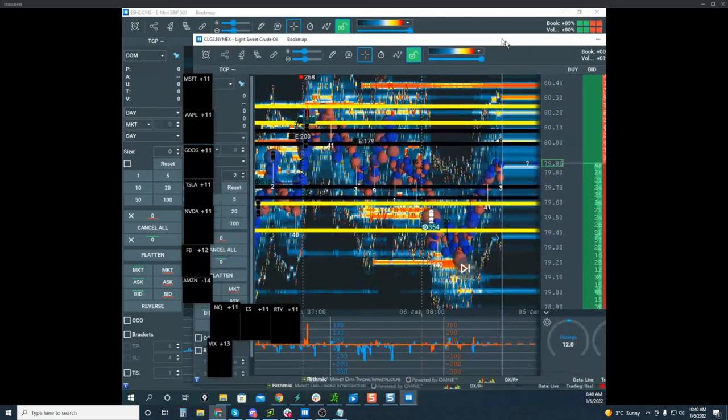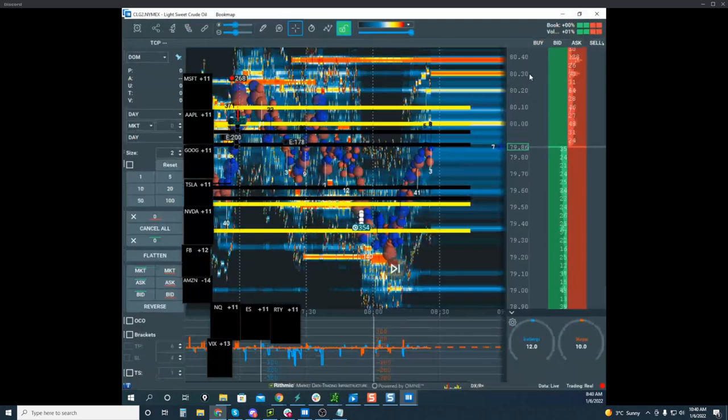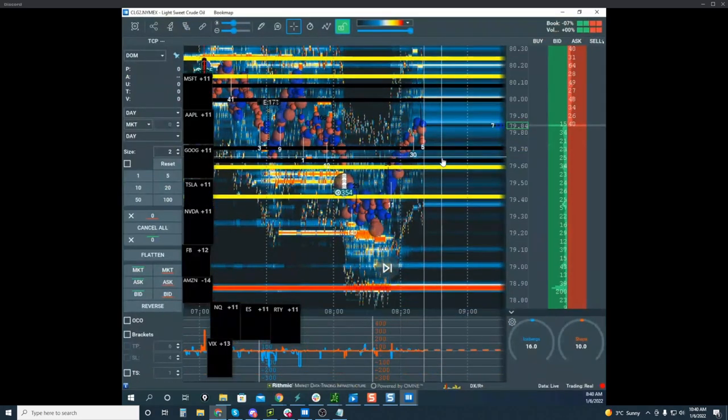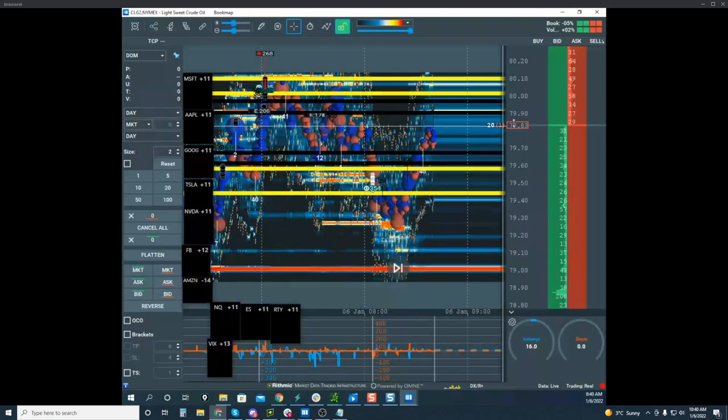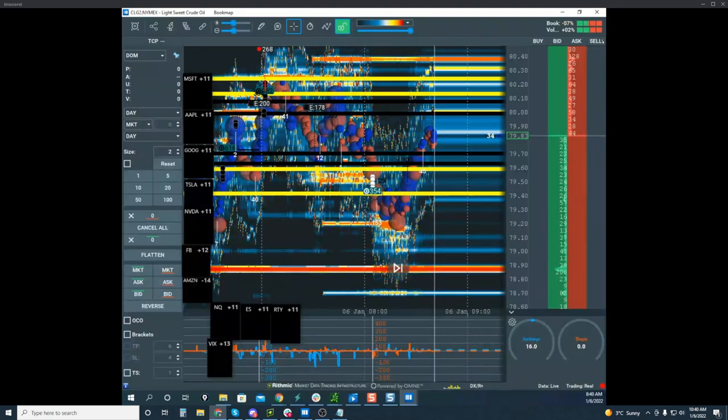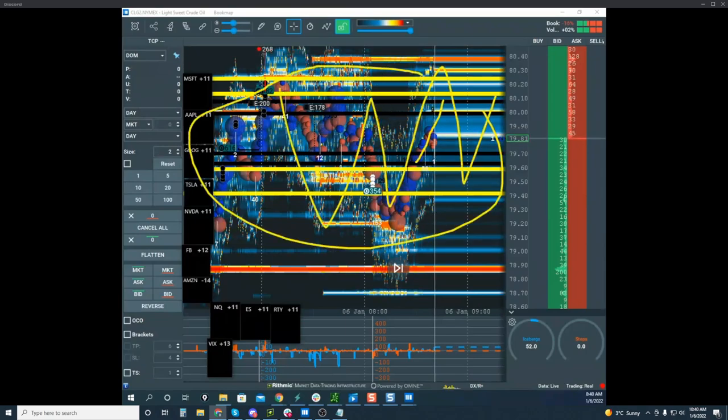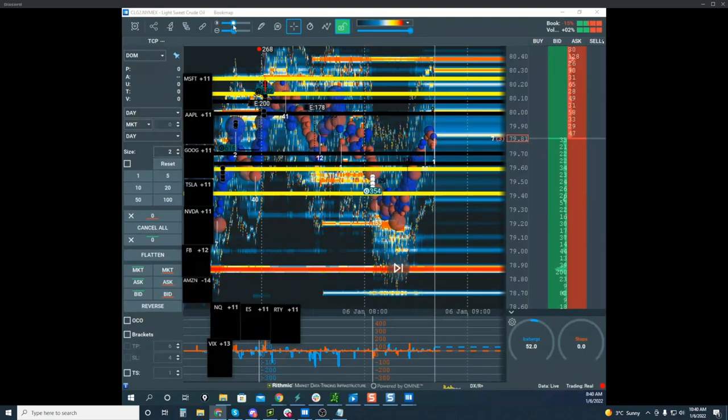So crude is just bouncing around too. Not getting many signals right now. So what I'm going to do, because we basically got pretty close to an ATR above here too, I'm just going to erase all this stuff, because we're just basically doing that. And then once a new signal comes in, then we'll trade it.